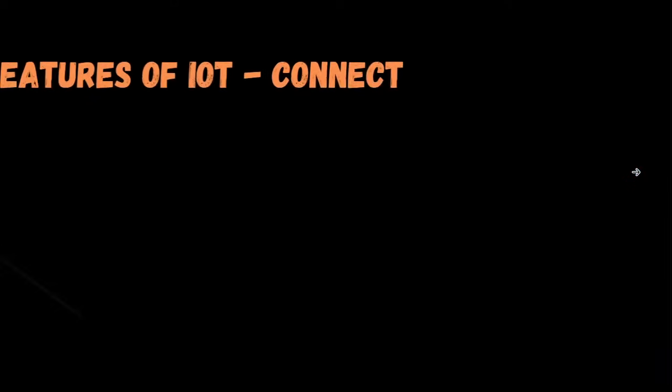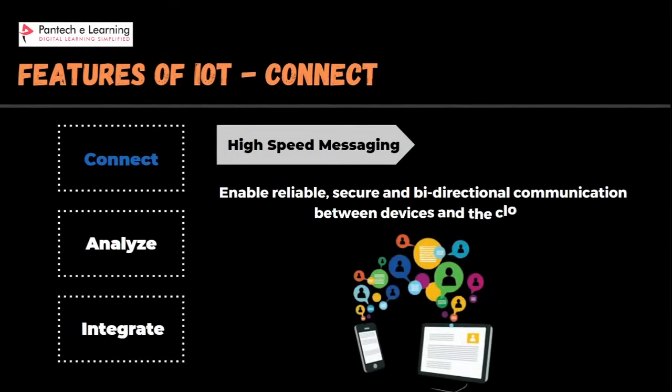Now coming to the second one, which is high speed messaging. What I have done is that I have connected all the devices to my platform. I already connected all the things. But these devices in turn generate a lot of data, and this data is what is going to help us understand better how we can improve the overall system and provide the user with a better experience. So for that, we need to have high speed.